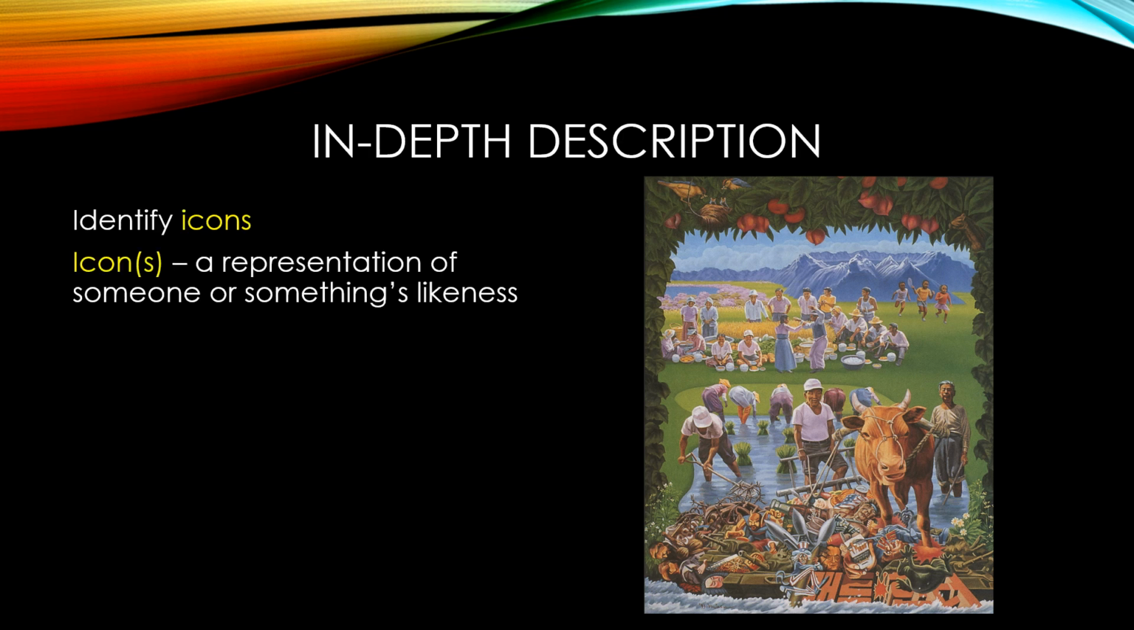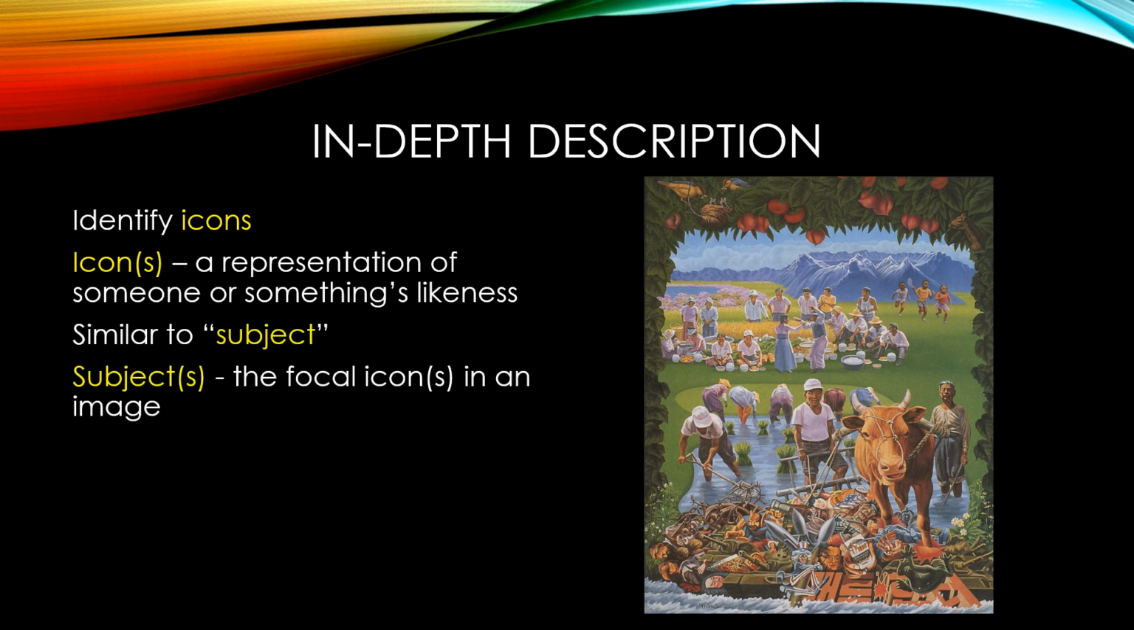After you have these accomplished, you will want to identify specific discernible icons in the artwork or object. The term icon can have many meanings, but in visual analysis, an icon is a representation of someone or something's likeness. Another common term in art history like icon is subject, but subject tends to be more about the focal icon of an artwork rather than all the icons that appear in an image.